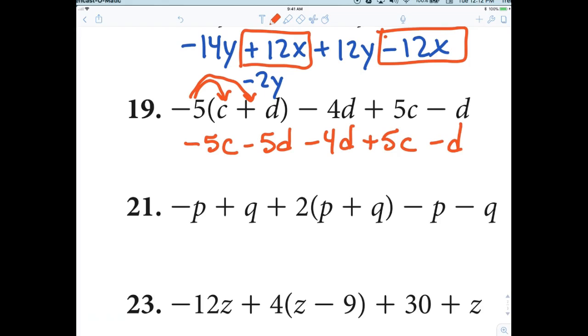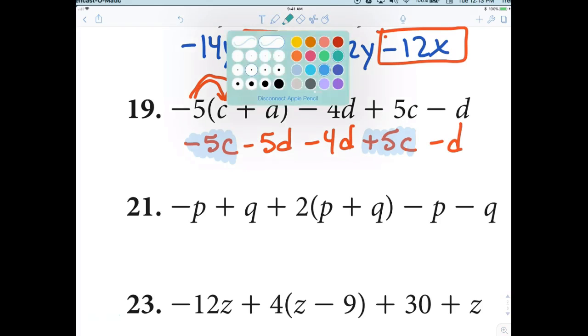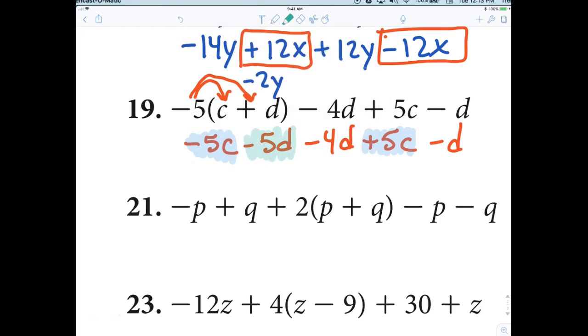Now, I see C's and D's, right? So I combine the C's first. So, Julia, I have how many here? And then I have here. So what do they do? 0. Good girl. All right, what's the next one now? Negative 5D and which makes?